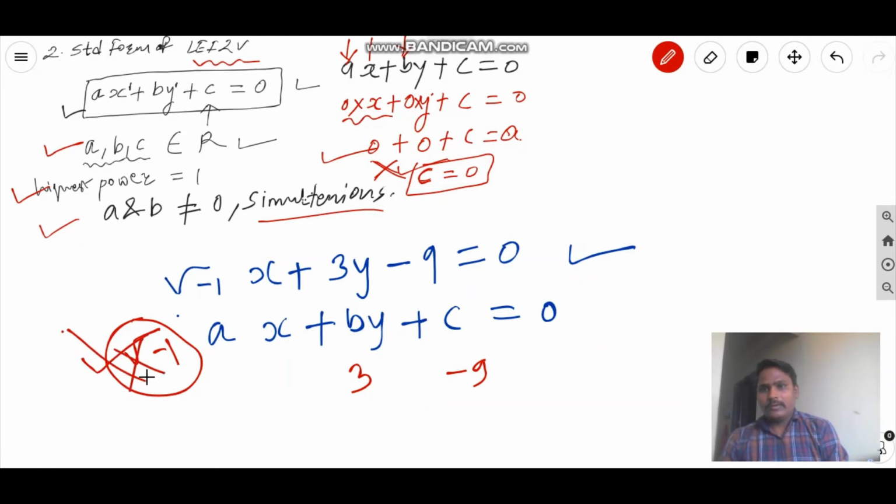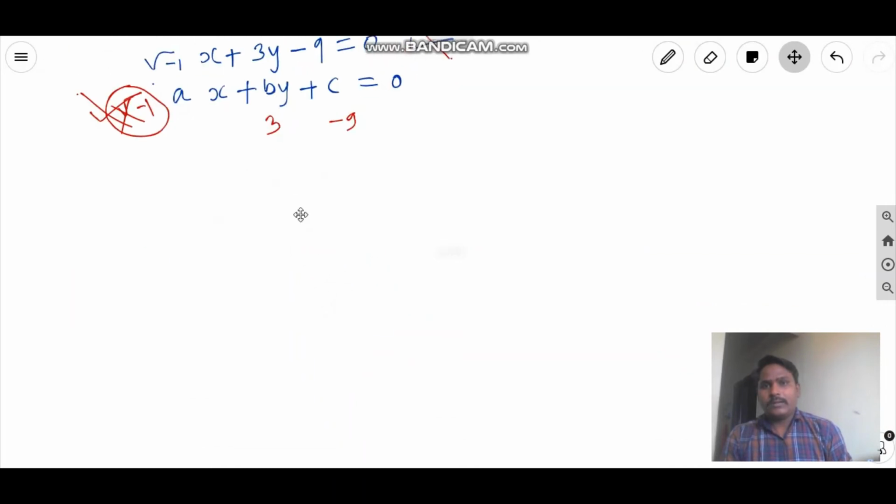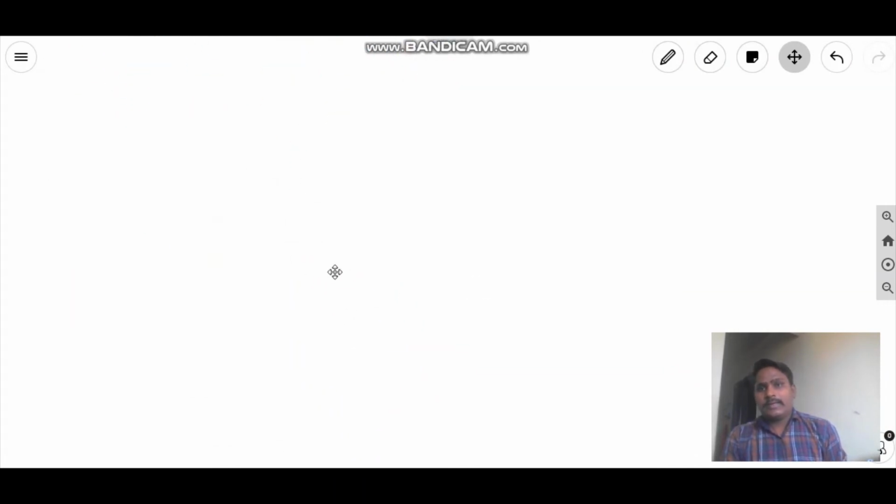So what is our condition here? Our first condition is that a, b and c must be real numbers. So this equation is not a linear equation in two variables. It is in two variables, but it is not a linear equation. Again, we will see a second example.